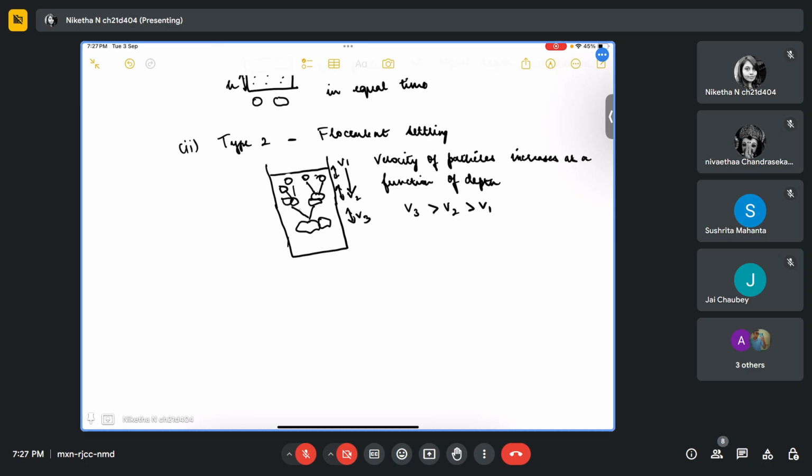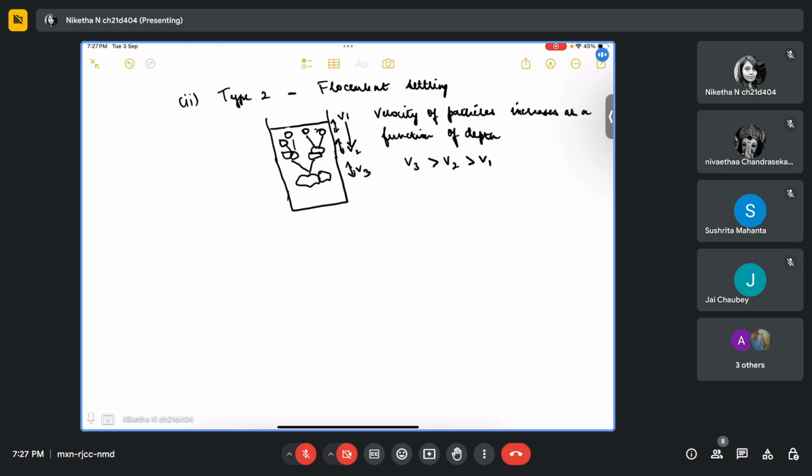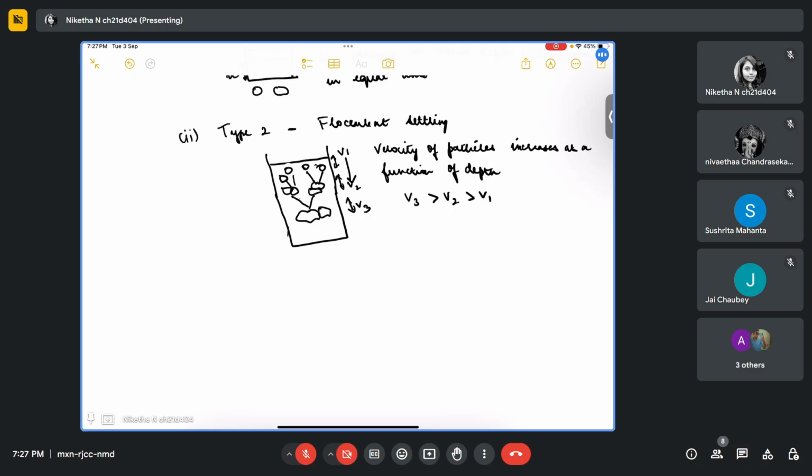But when compared to the top layer, the particles will not have such a high velocity. So that's why in flocculent settling, the velocity of the particles will increase as a function of depth. As we go downwards, the velocity of the particle that is settling will increase. It will be slow here and then it will be slightly faster, and when it comes here, it will be even faster. Okay.